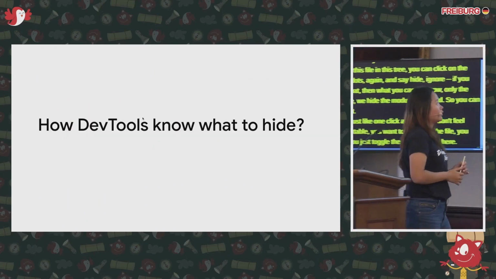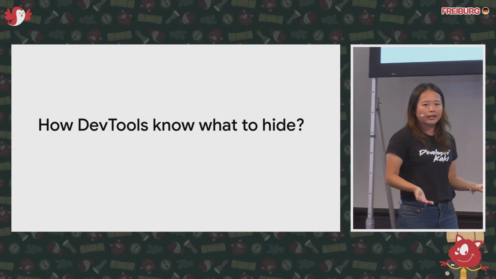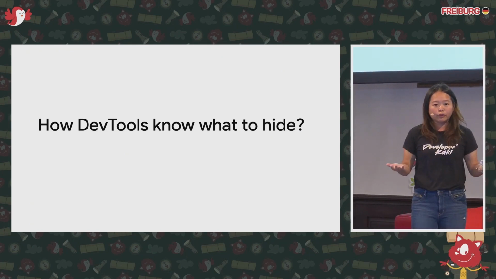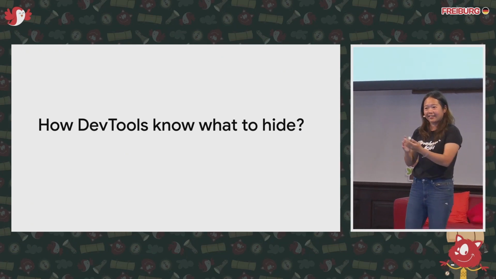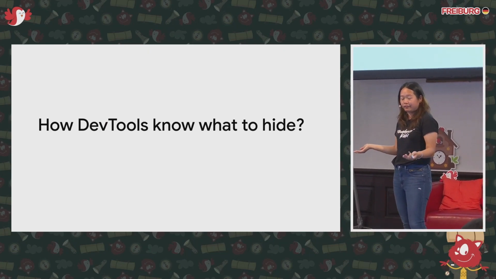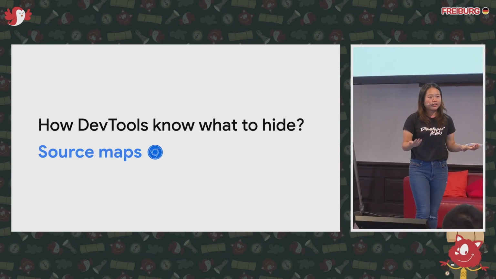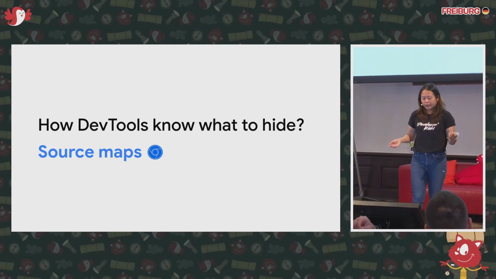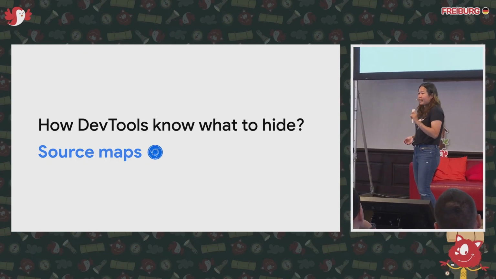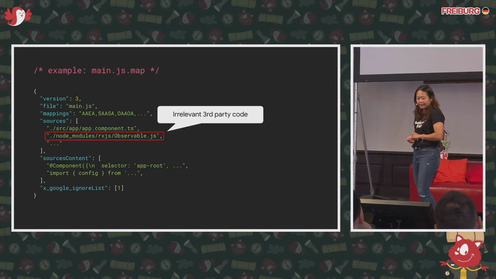Next, now let's talk about how DevTools knows what to hide. How do we know we should hide node modules? How do we know we should hide the Webpack folder that we just showed you? It's all because of the source map. Because in the source map, what I did not explain just now is this addition.